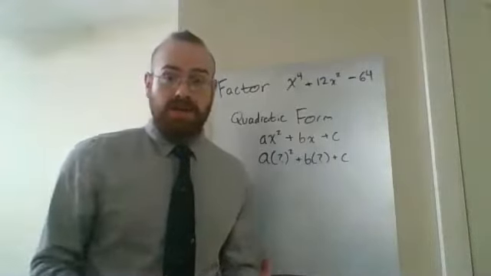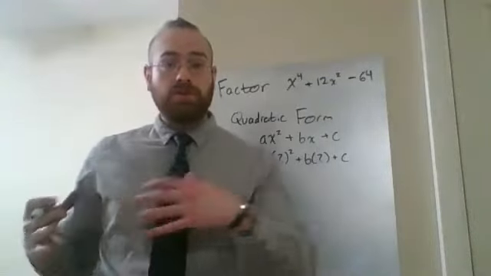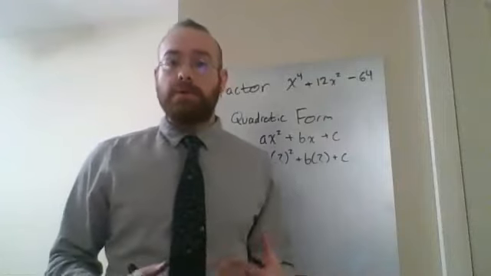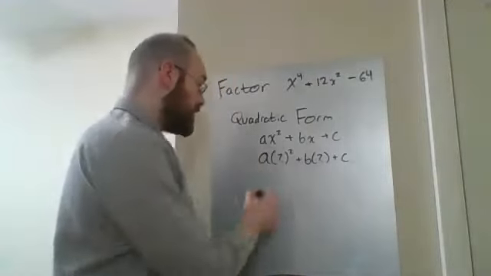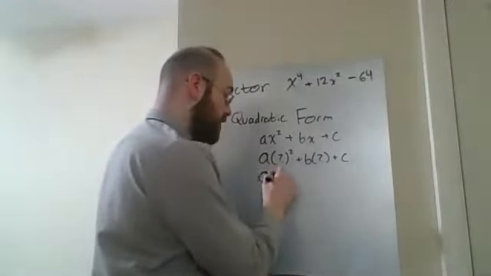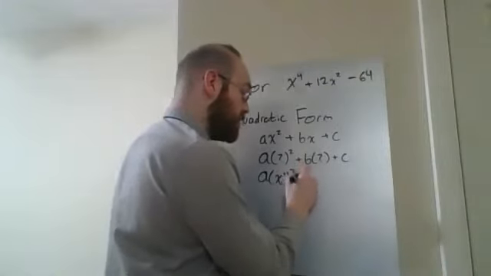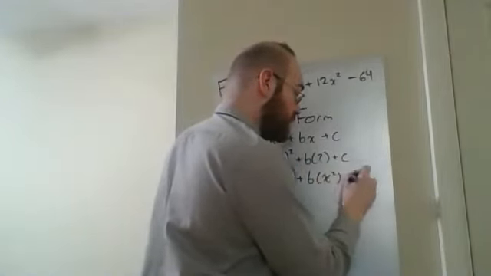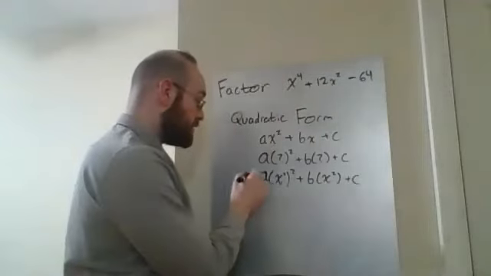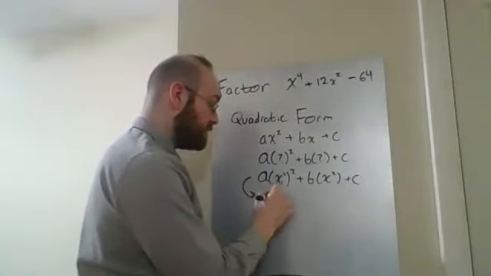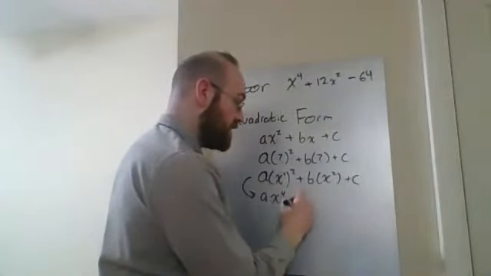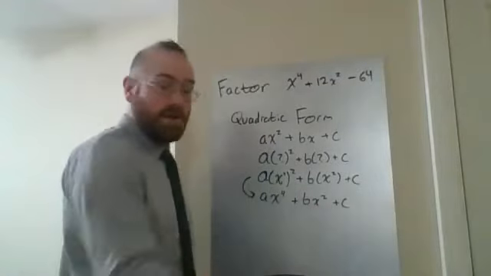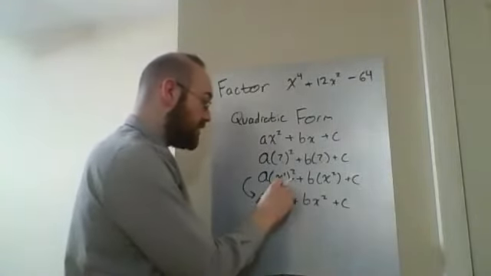This could be e to the x, it could be sine x, so we can have quadratic form in lots of different cases. When we're working with polynomials, we might have something like a times x squared, squared, plus b x squared plus c. And so when we simplify this, we would have a x to the fourth plus b x squared plus c. But we don't have to stop there.